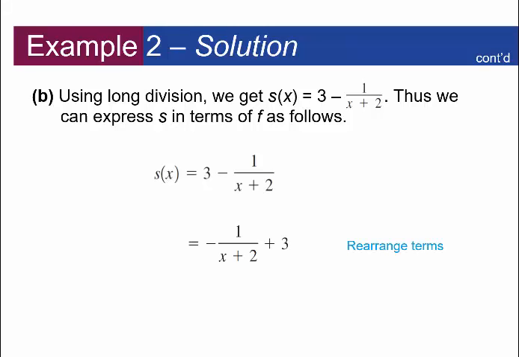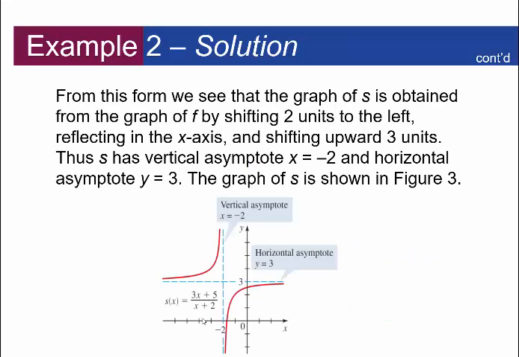Okay, we're going to rearrange the terms. This is going to be plus 3 at the end of my function. I'm plugging in x plus 2, and then I'm negating it. So from this, we see that the graph of s is obtained from the graph of f by shifting 2 units to the left, and then reflecting in the x-axis and shifting upwards 3 units.